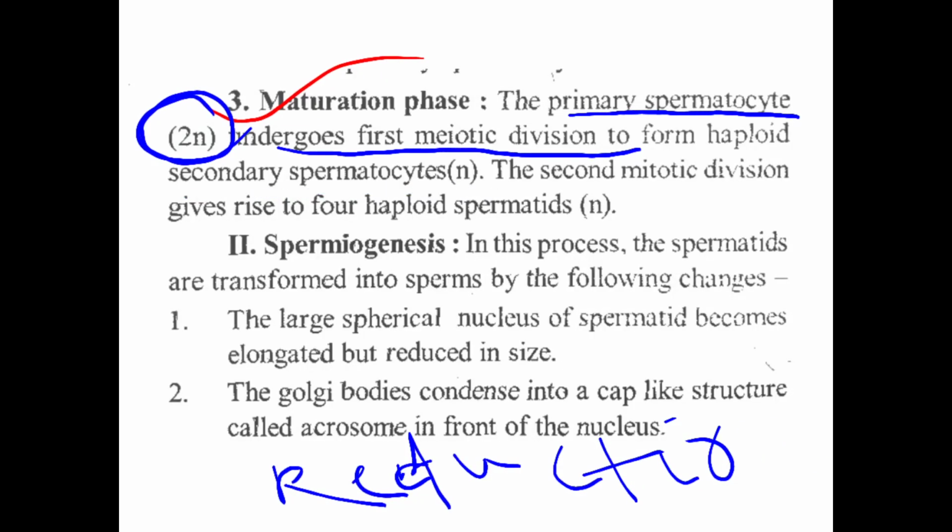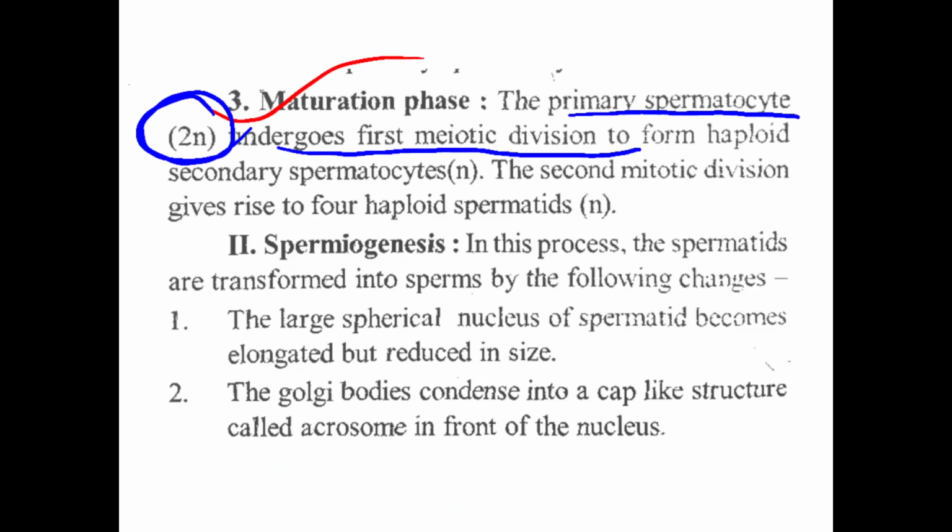Now, we have to find the definition; we have to know about spermatogenesis. What is spermatogenesis? In the process of spermatogenesis, the spermatid is transformed into sperm. The formation of sperm from the spermatid is known as spermatogenesis.